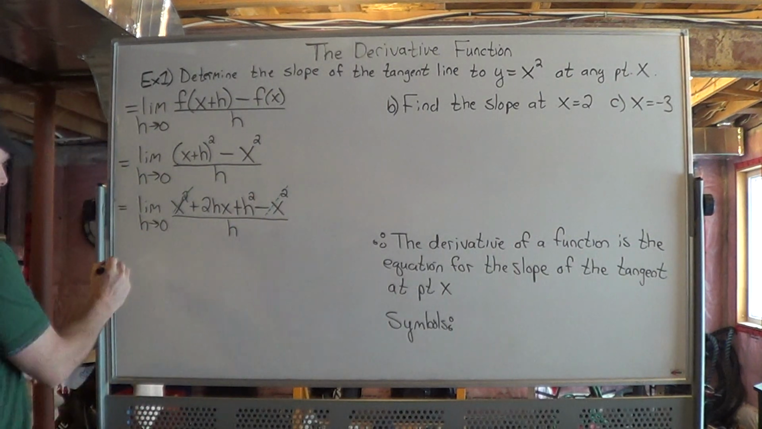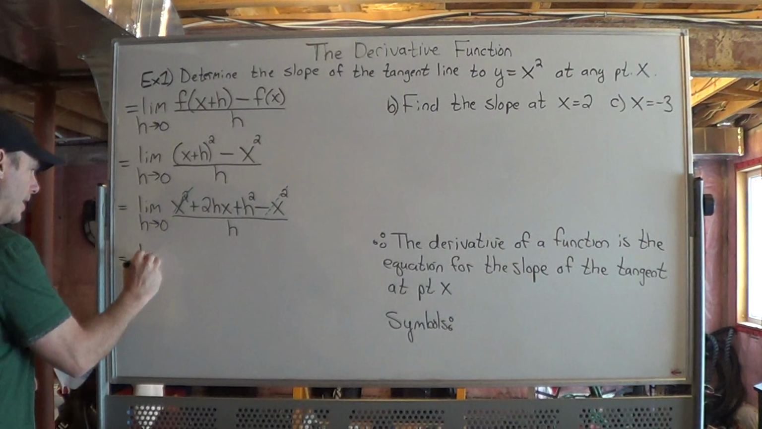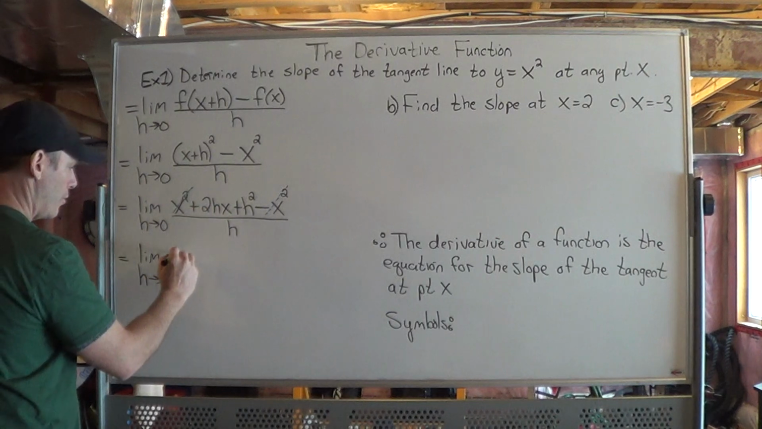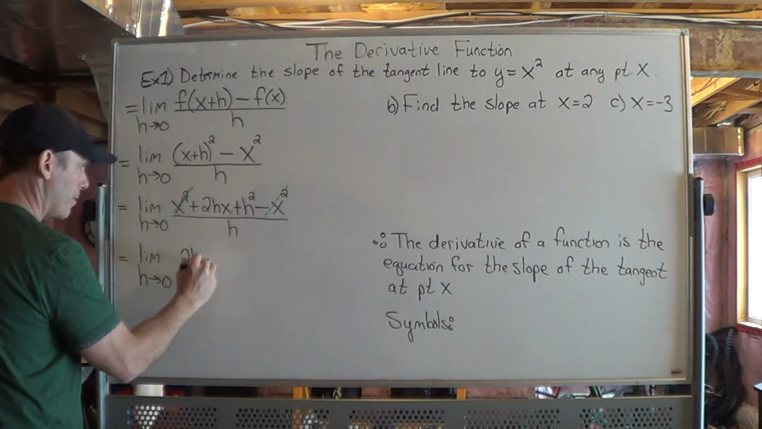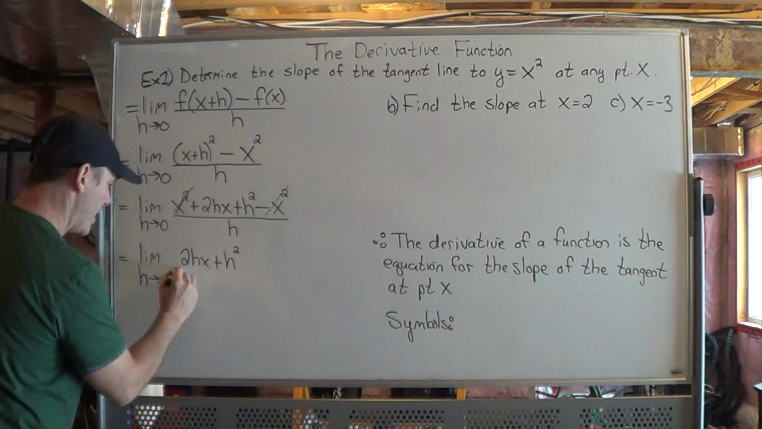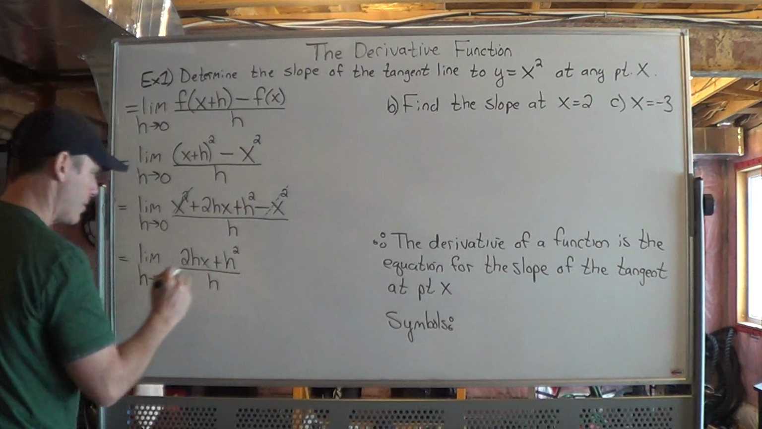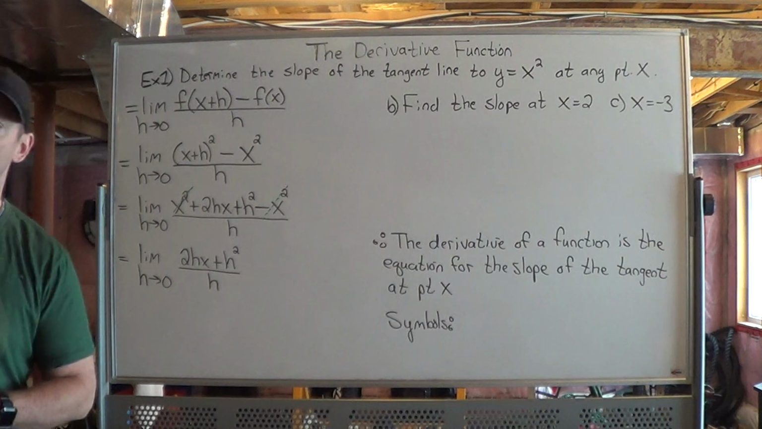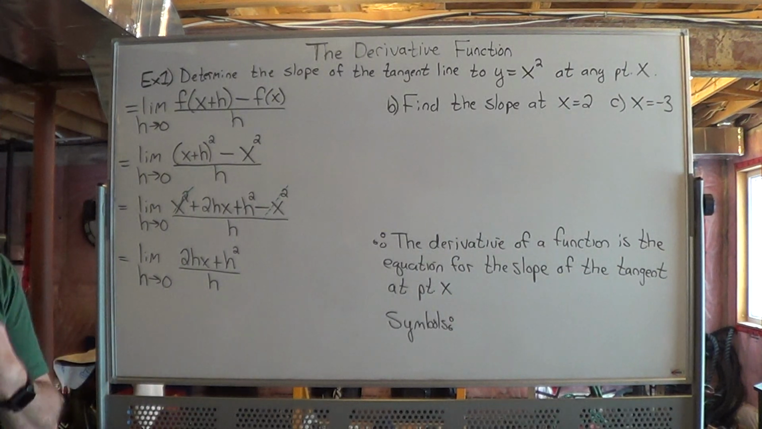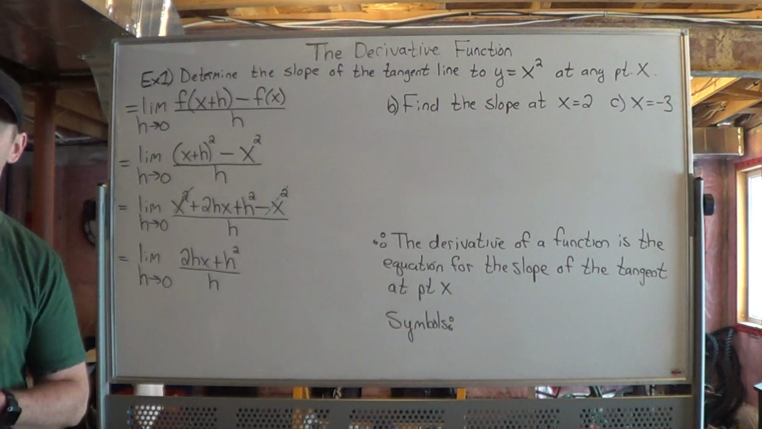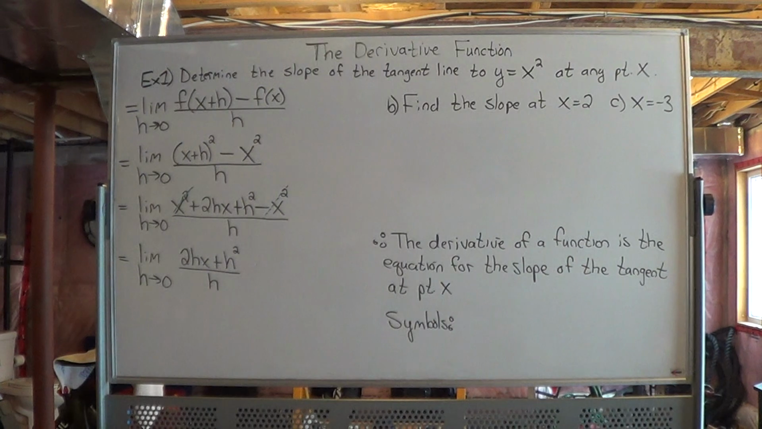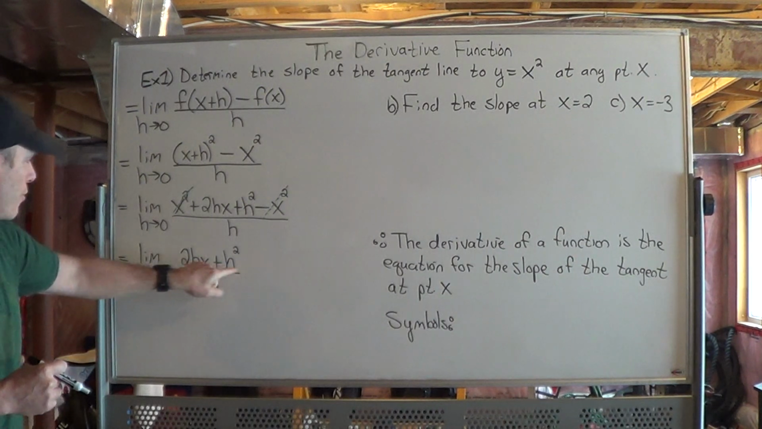And so now I have the limit as h approaches 0 of 2hx plus h squared divided by h. Now, just like we did before, the whole goal here is to get rid of that h in the denominator so that I can actually substitute in that h is 0. But again, I can't do it because the denominator would make it undefined. But I can factor out an h in each one.